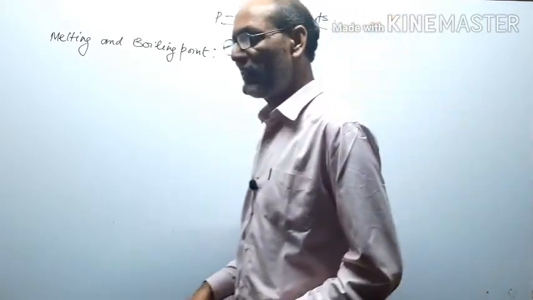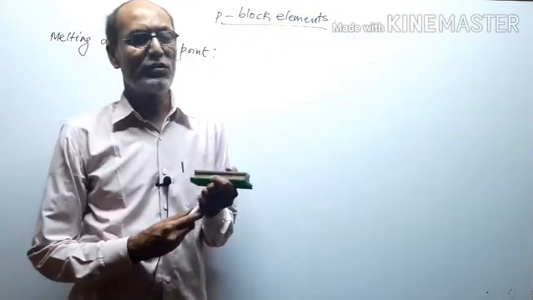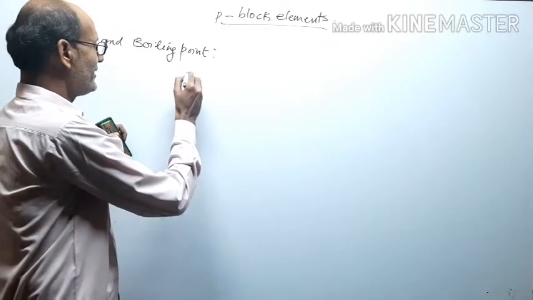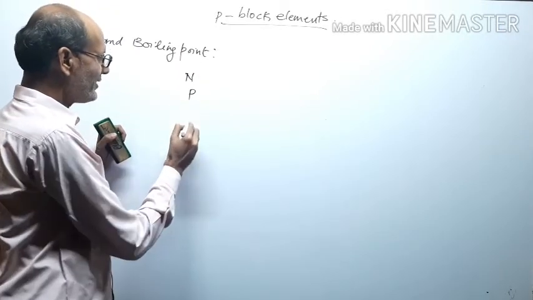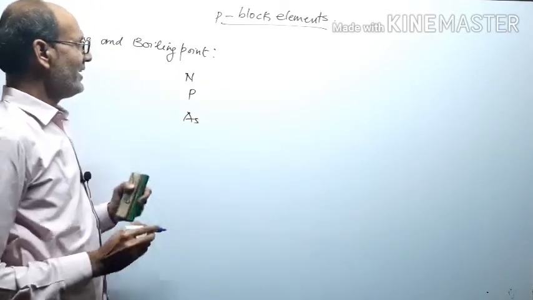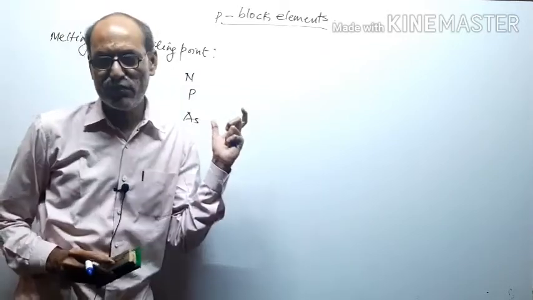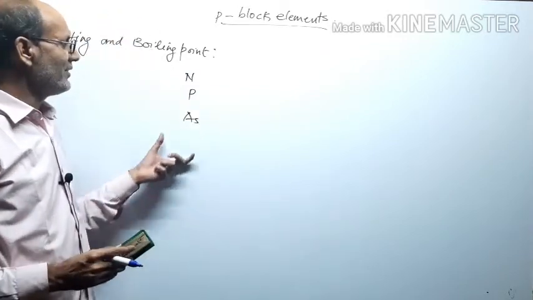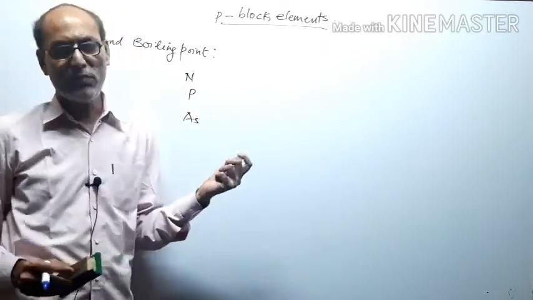What happened when we move from nitrogen, then phosphorus, then arsenic? Here they have the tendency to form covalent bonds. They can form 5 covalent bonds.